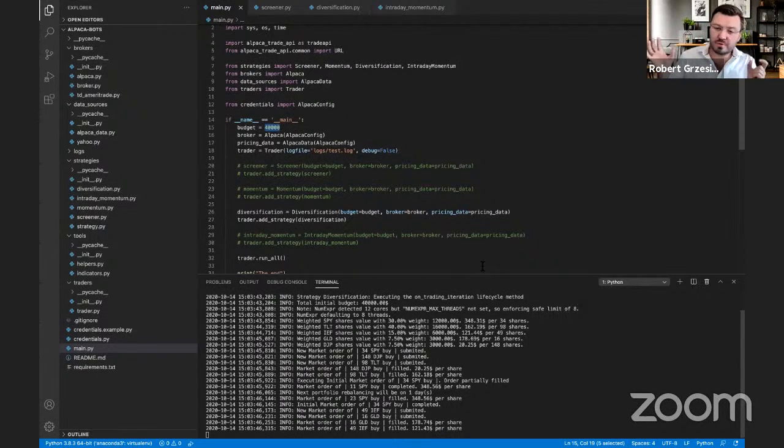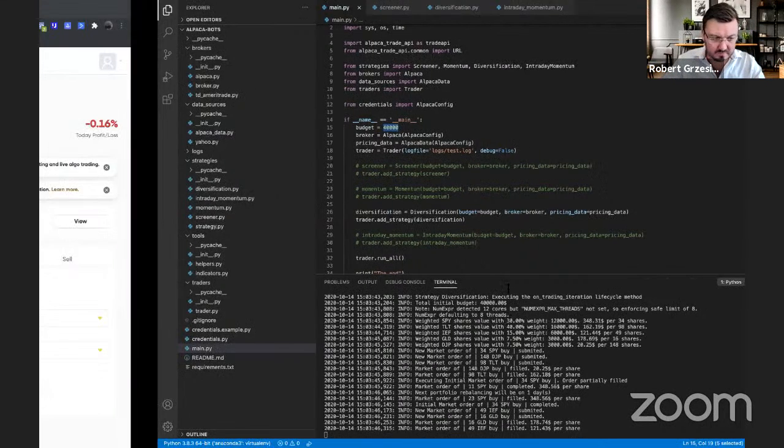You have most of your portfolio in a diversified strategy. You can do all sorts of interesting things here to make sure that you A, manage your risk well, and B, make money trading, right? Which is kind of what we're here for. Yeah, so that's our main strategies here. Okay.